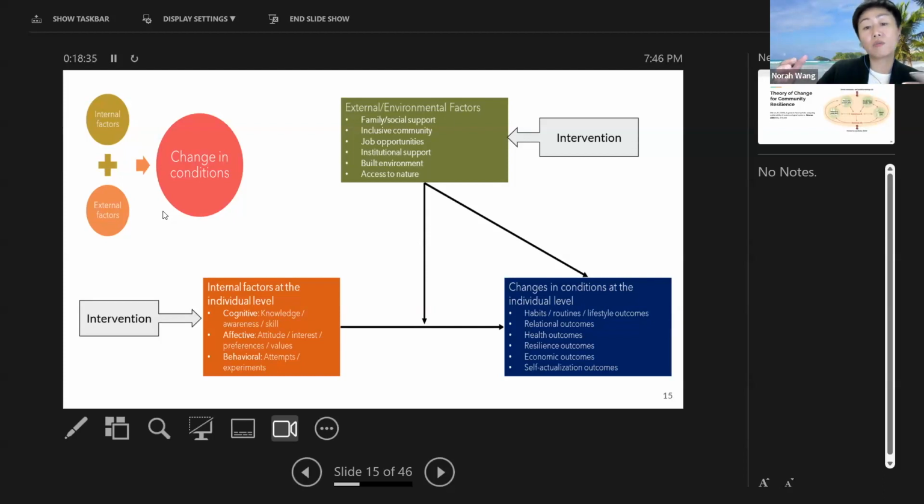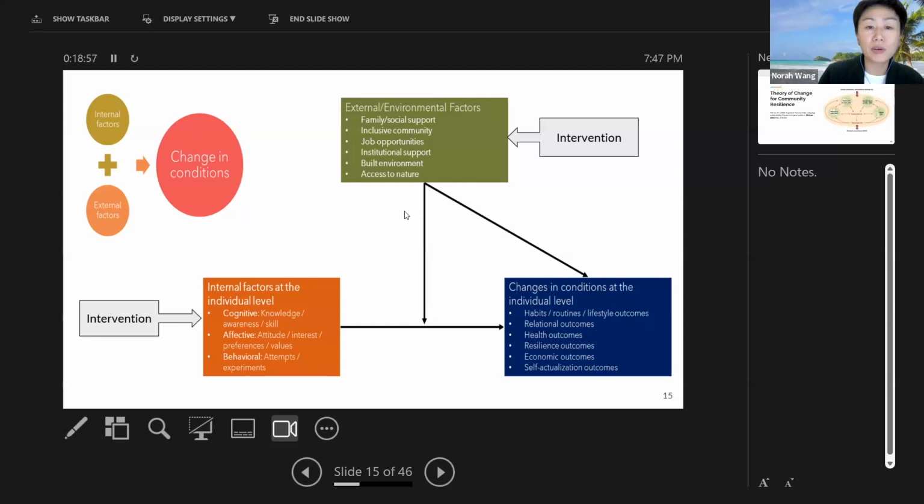Then we will lead to changes in the conditions at the individual level. If you look at this kind of diagram, we could immediately say, okay, the orange square is basically the independent variable, and the blue square is basically a bunch of dependent variables, right?